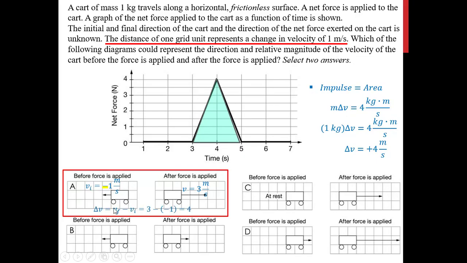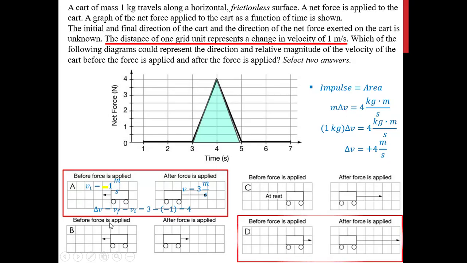But delta v is vf minus vi. vf here is positive 3, and vi itself is negative 1. So it would be 3 minus negative 1. Minus and minus makes a positive, so it would be 3 plus 1, which is 4. And the change in velocity is 4, which matches what we need to get from this impulse graph. So that's why choice A is one of the choices.